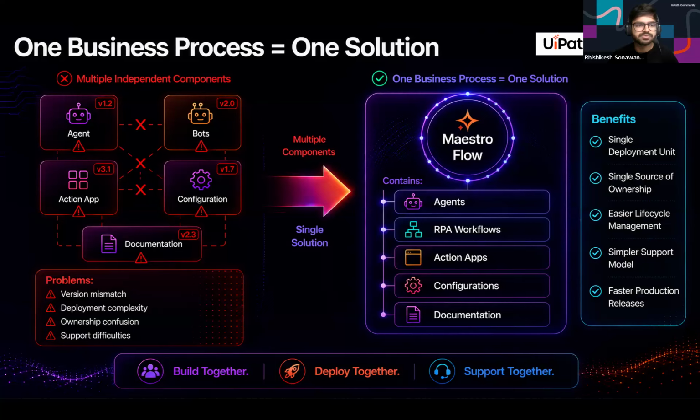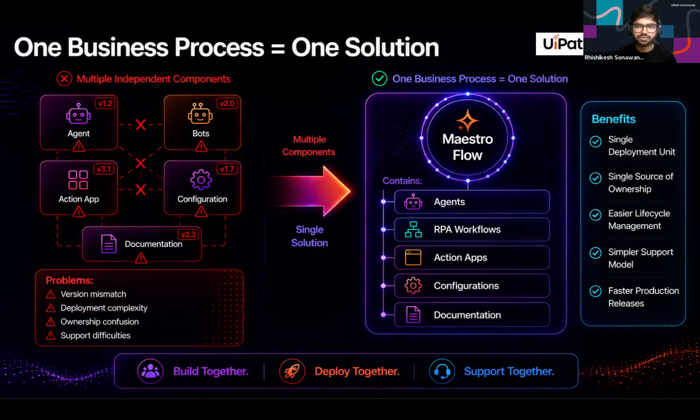Let's get started with one of the most important principles, which is really needed for maintenance and governance: one business process, one solution. On the left, we have a common pattern that many teams unintentionally create. We create agents, workflows, action apps, and different config files, and everything is maintained separately. Initially, if a project is small, this seems doable. But problems start arriving when we need to make changes.